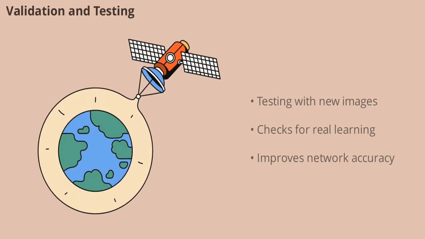After training, it's important to test the CNN on new images it hasn't seen before. This helps ensure the network isn't just memorizing the training data, but actually learning to recognize patterns. Validation and testing involve using separate sets of images to check the CNN's accuracy. If the network performs well, it's ready for real-world applications. If not, adjustments are made to improve its learning.